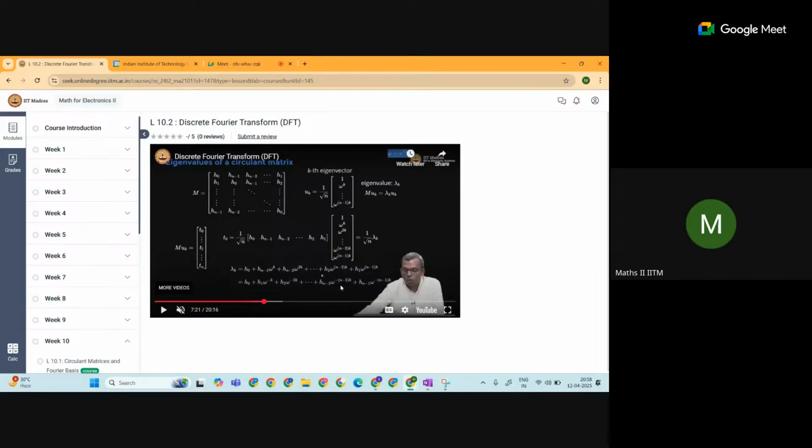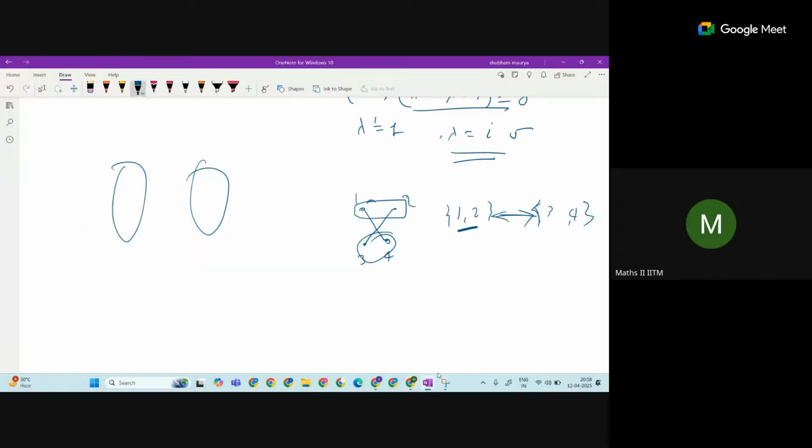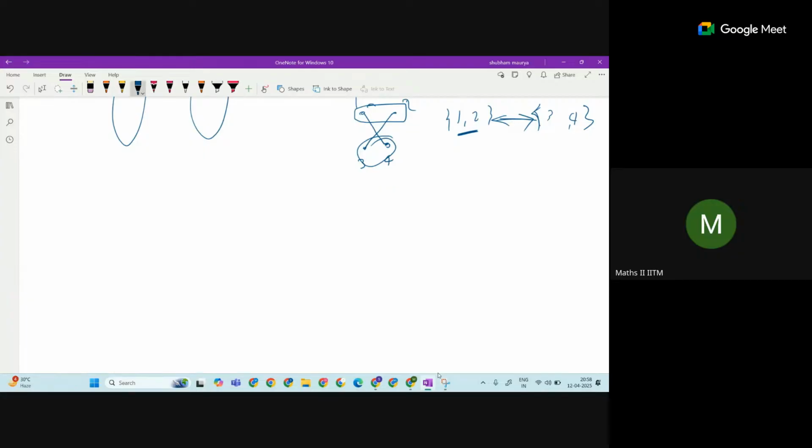Let's say I have a circular matrix with first column 1, 2, 3, 4. The next column is going to be 4, 1, 2, 3. The next column is going to be 3, 4, 1, 2. The next column is going to be 2, 3, 4, 1. This is how you will write the circular matrix.